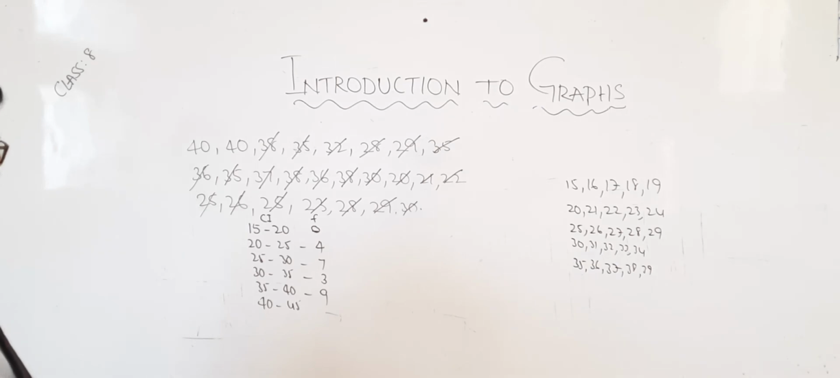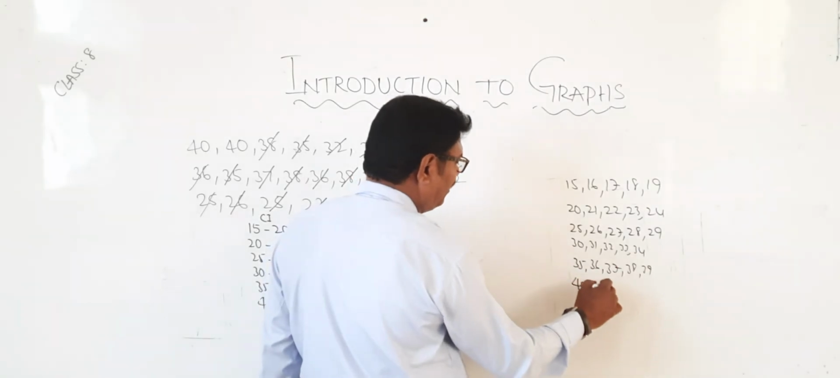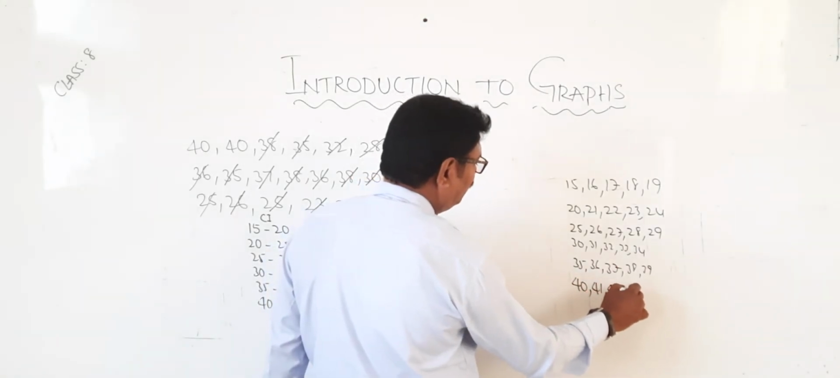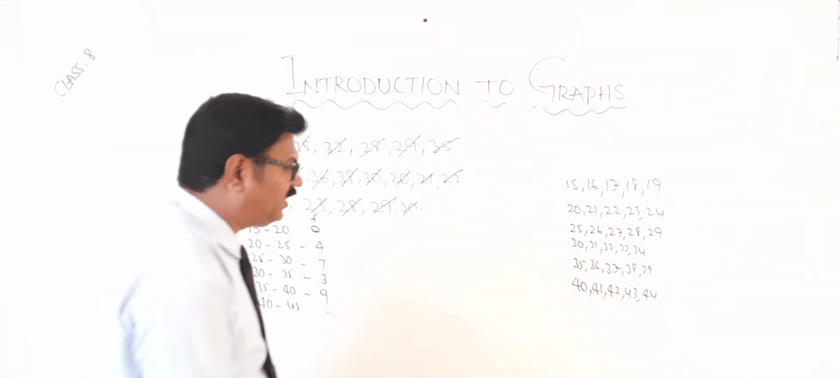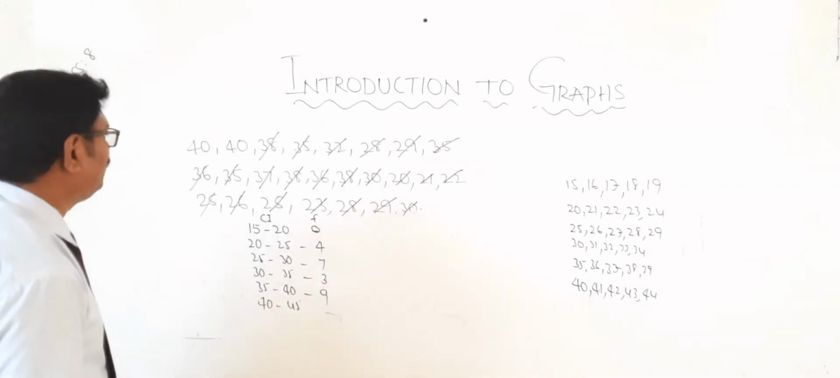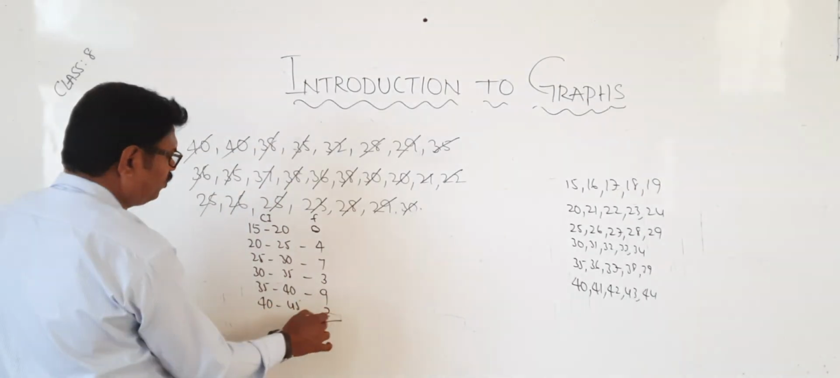Next 40 to 45. 40 to 45 means which numbers will come? Yes, 40, 41, 42, 43 and 44. These 5 numbers only will come. Therefore 1, 2. How many numbers are there? 2 numbers. That's all. Okay na?